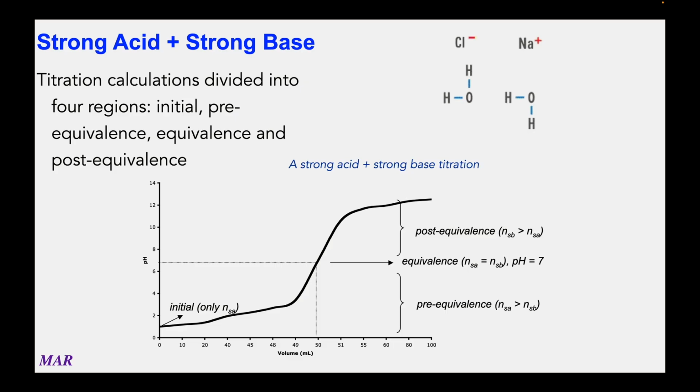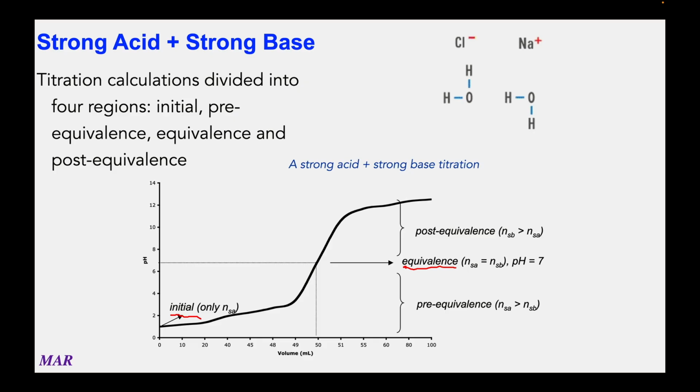If you want to figure out mathematically what the pH should be for a titration, it is possible. Generally, titrations are split up into 4 regions. The initial point, where in this case you only have a strong acid. You have an equivalence point, where the moles of what you're adding, in this case a strong base, equal the moles of what you started with, the strong acid.